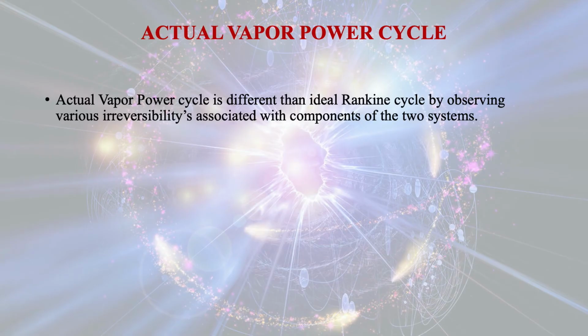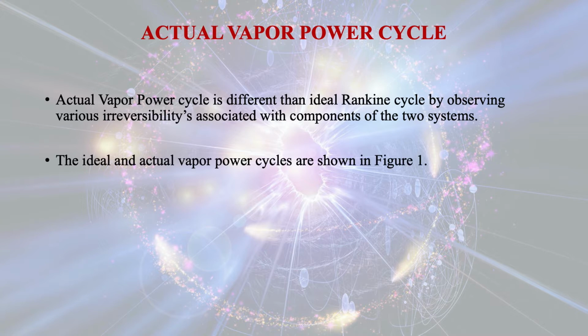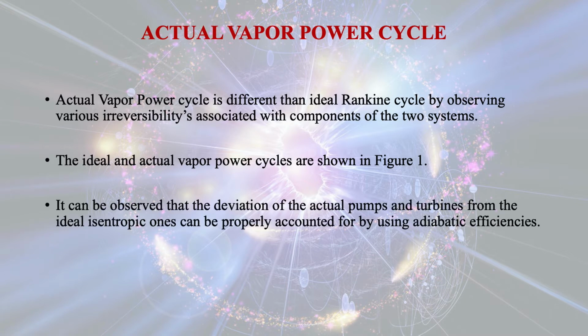Actual vapor power cycle is different from the ideal Rankine cycle because of various irreversibilities associated with the components of the two systems. The ideal and actual vapor power cycles are shown in figure 1. It can be observed that the deviations of actual pumps and turbines from the ideal isentropic ones can be properly accounted for by using adiabatic efficiencies.